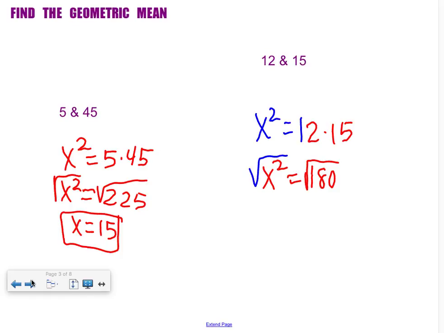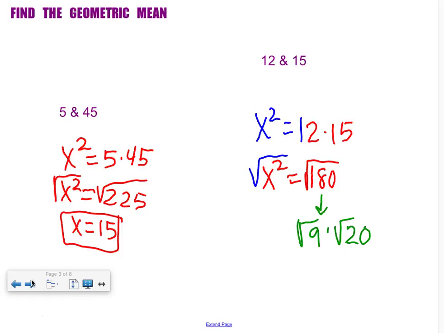Your first perfect square is 4. Does 180 divided by 4 come out evenly? 45. Do you think there's a bigger one that fits into 180? 9? What's 180 divided by 9? 20. So we can start there. We can write the square root of 9 times the square root of 20. That would still give me 180.